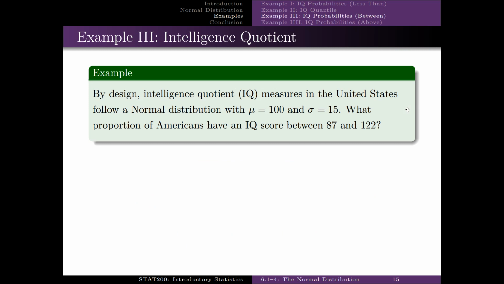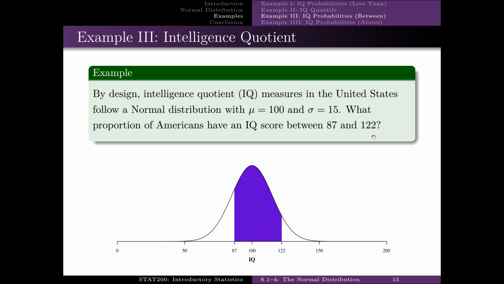By design, IQs, etc., what's the proportion of Americans with an IQ score between, we haven't dealt with any between calculations yet, between 87 and 122? So we want this purple area, between 87 and 122.